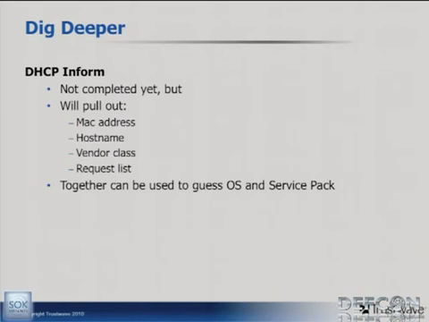DHCP inform. There are a couple more things I want to do with this, but for right now it'll pull out the MAC address, host name, the vendor class and request list. Where vendor class and request list come in handy is that each different version of Windows and many versions of Linux have the vendor class and request lists in different orders. Using these two things together, we can fingerprint the host pretty effectively.